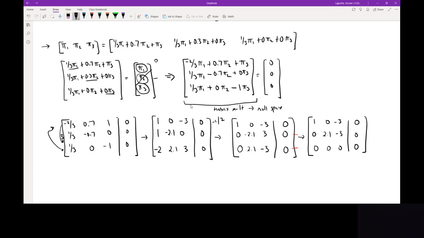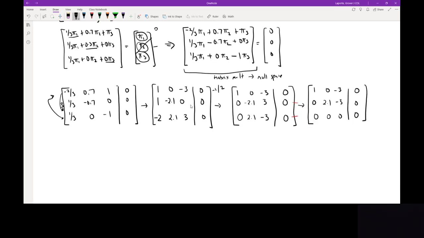All right, so we're almost done here. Because now what I want to do is get a 1 right there, and that just means divide through by 2.1. And so if you do that, you end up getting 1, 0, -3, 0, 0, 0, 0, 1, and then it's -3 over 2.1 or -30 over 21. Doesn't matter how you write that. And then a bunch of zeros.